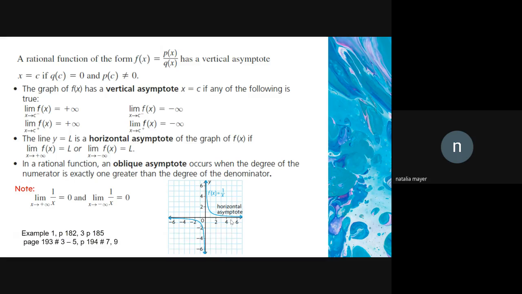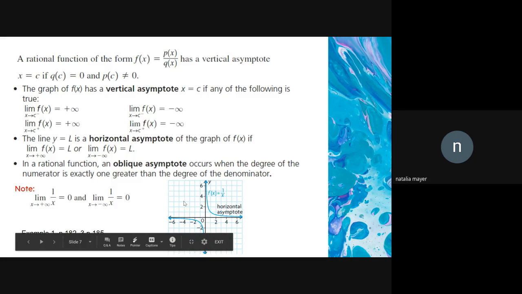What is the equation of the x-axis, guys? The mathematical equation for the x-axis. Y equals 0. Y equals 0.